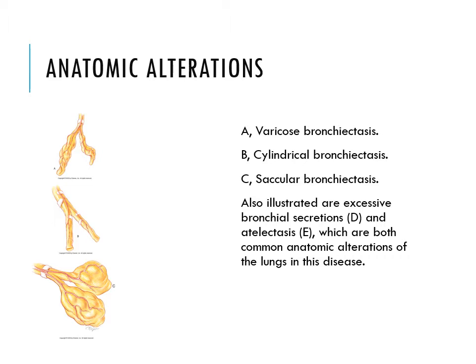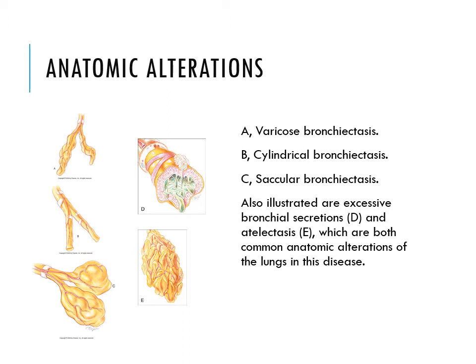Saccular bronchiectasis or cystic bronchiectasis are bronchi that progressively increase in diameter until they end in large cystic-like sacs in the lung parenchyma or lung tissue. This form of bronchiectasis causes the greatest damage to the tracheobronchial tree. Also shown are excessive bronchial secretions and atelectasis, which are common anatomic alterations of the lungs in this disease.